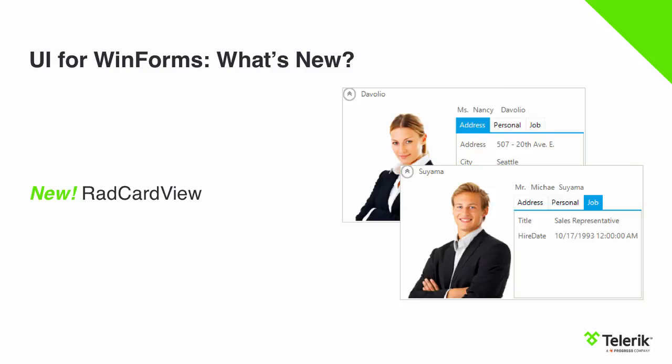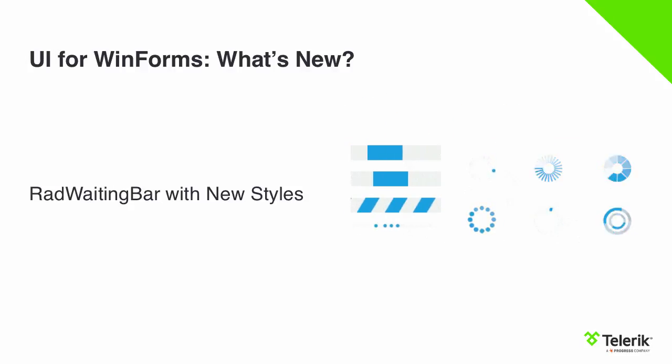We have also added a brand new control called the RAD Card View. This control displays data in a card format, which enables information in the card to be grouped, sorted, filtered, and edited inline and interactively. And finally, we've updated the RAD weighting bar to include 7 new weighting indicators, bringing the total number to 10. These are highly customizable weighting bar styles for your WinForms apps.